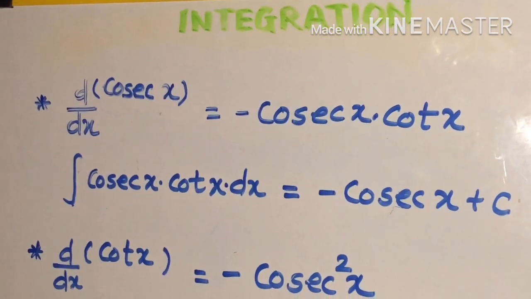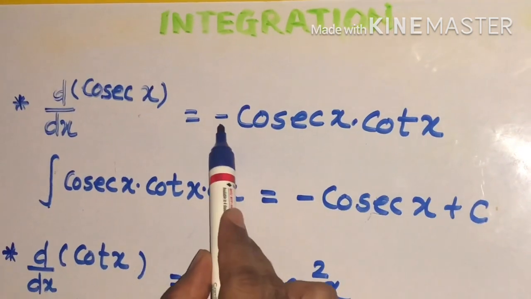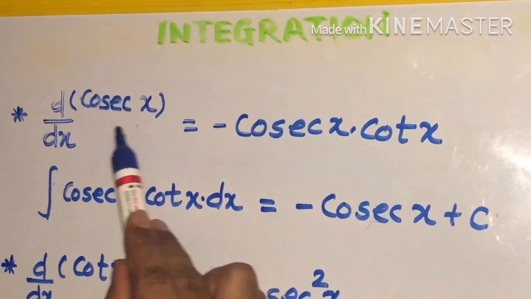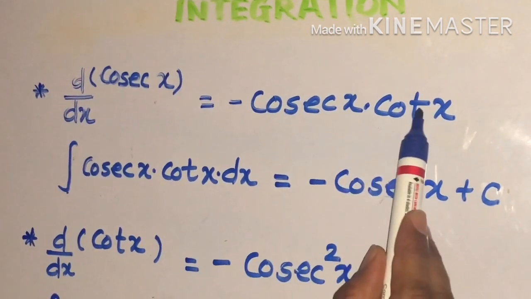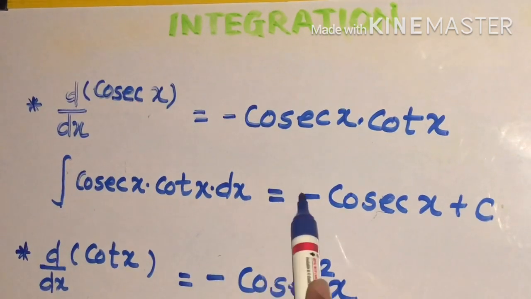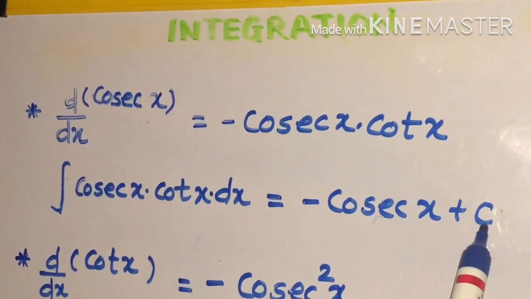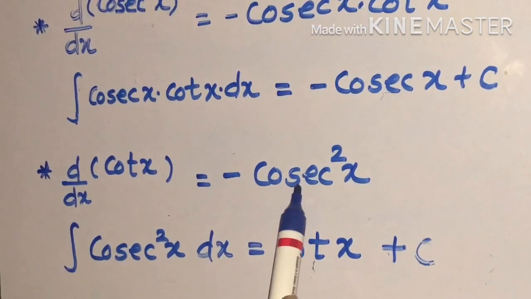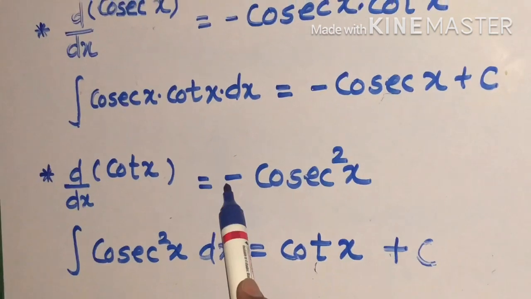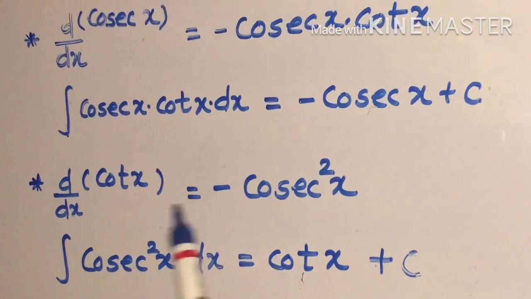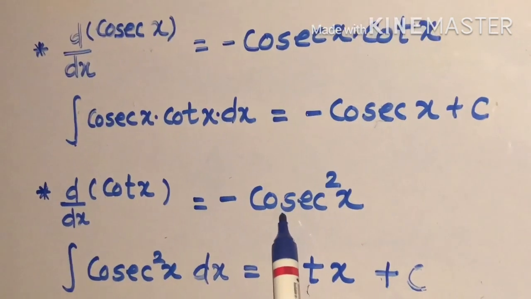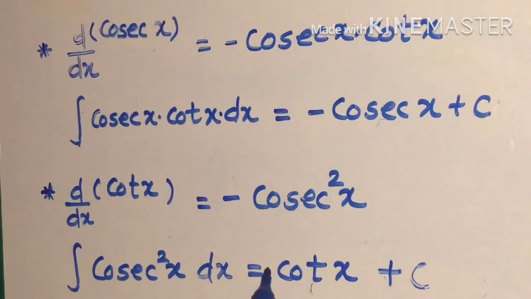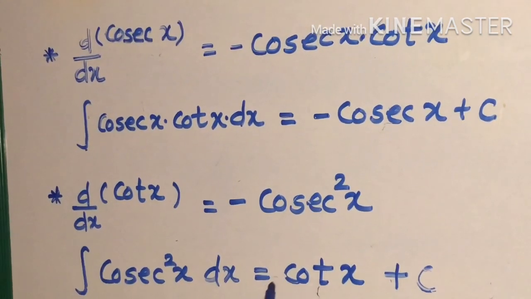Next formula is cosec x. Derivative of cosec x is equal to minus cosec x into cot x. Since on the right hand side we are getting a minus sign, transfer it to the left hand side. So here we have only cosec x cot x. So its integration will be minus cosec x plus c. Next, cot x. Derivative of cot x is equal to minus cosec square x. Again we are getting a minus sign on the right hand side, so we transfer it to the left hand side. So here we have cosec square x. So integration of cosec square x with respect to x is equal to minus cot x plus c.